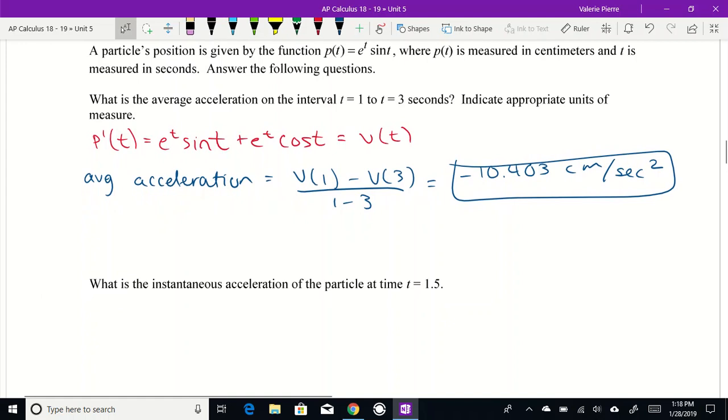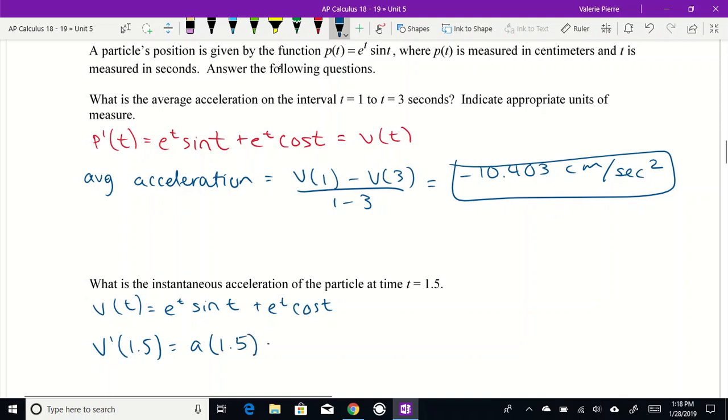In the instantaneous acceleration, if v of t is equal to e to the t sine t plus e to the t cosine t, v prime of 1.5 will be equal to acceleration, instantaneous acceleration at 1.5. And when I plug that into a calculator, I get 0.634 centimeters per second squared. Okay.